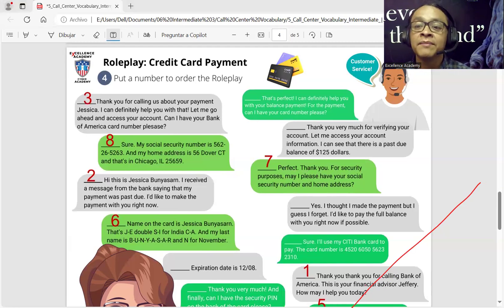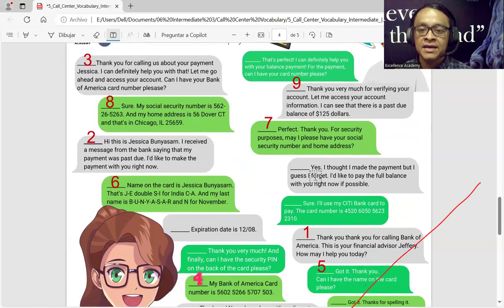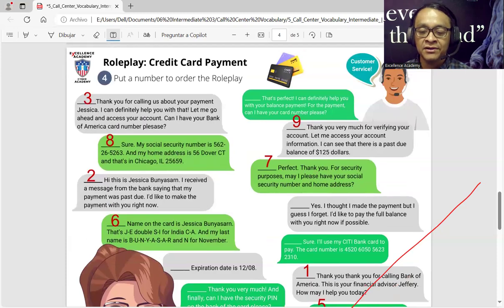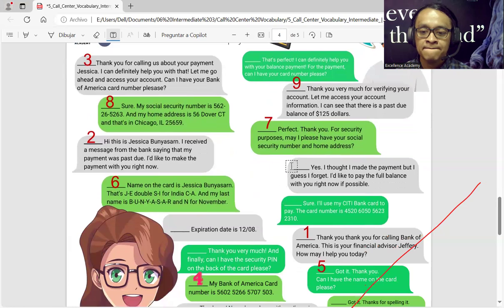Then moving on to step 9, up here. Thank you very much for verifying your account. Let me access your account information. I can see that there is a past due balance of $125. Step number 10. Here we have the customer saying, yes, I thought I made the payment, but I guess I forgot. I'd like to pay the full balance with you right now, if possible.